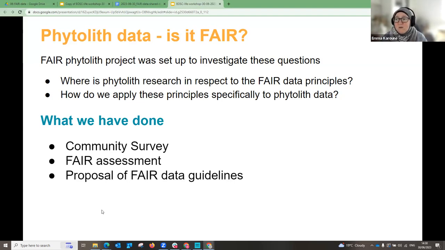So what we went about doing is we had a community survey to find out what the phytolith community's opinions were on open research particularly. It was a bit wider than FAIR actually, and what they thought was going on with their data and their publishing. We've done a FAIR assessment, which I'm going to talk about in a minute, and we are starting to develop a proposal for the FAIR data guidelines.